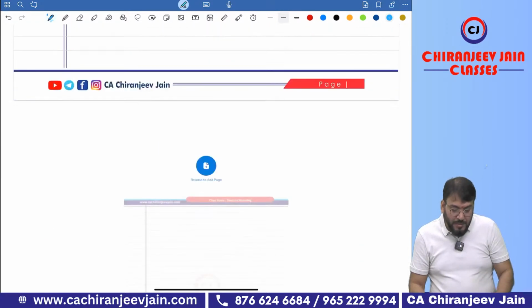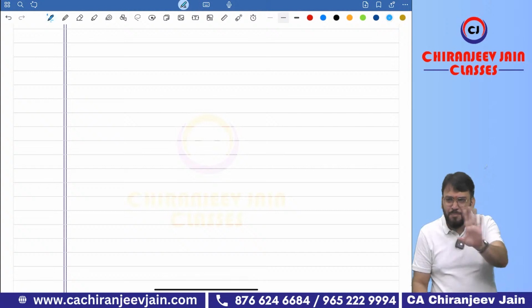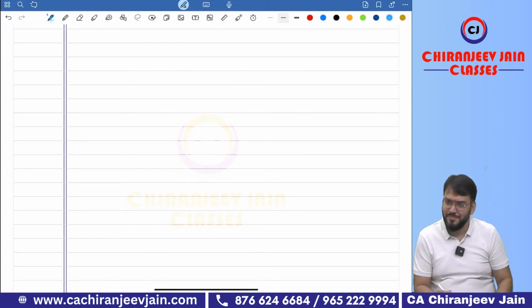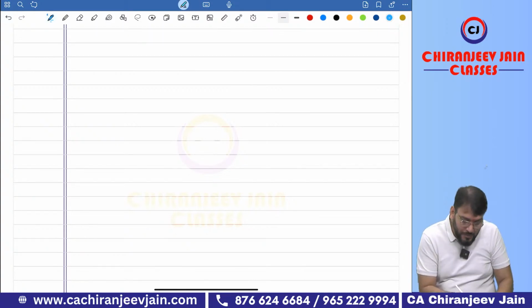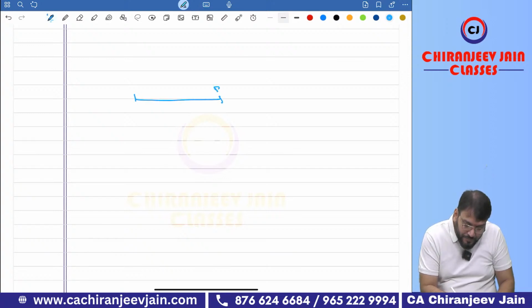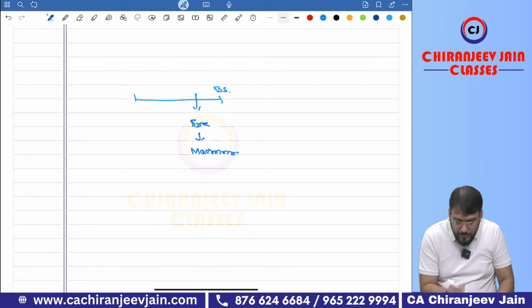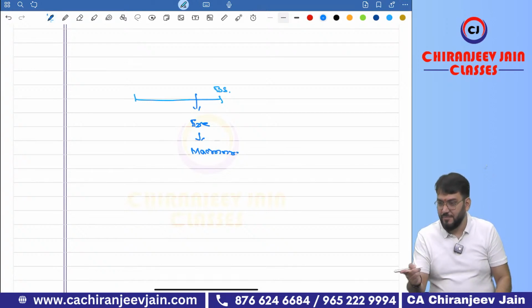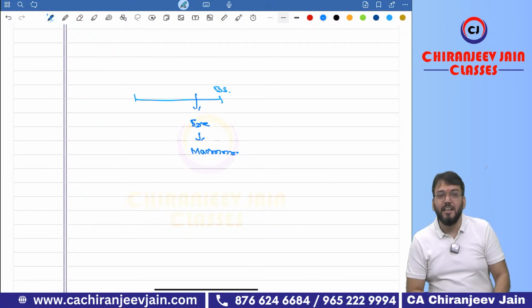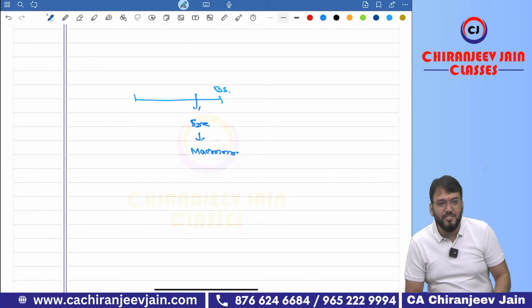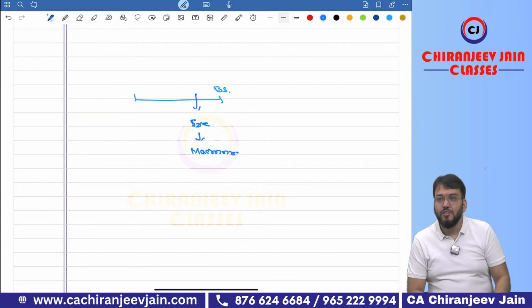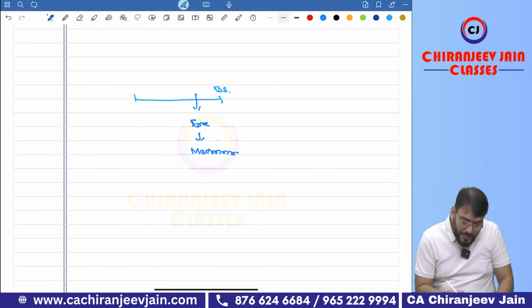Understood? I'll just give an example. A simple, basic, class 12 example. See, a foundation example. This is the balance sheet date, and fire occurred here, and masonry damage here. Because masonry is destroyed, you need to incur some repair expenses. Yes or no? Second example.